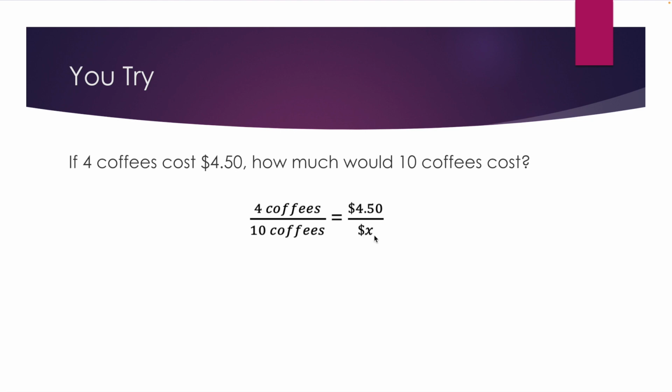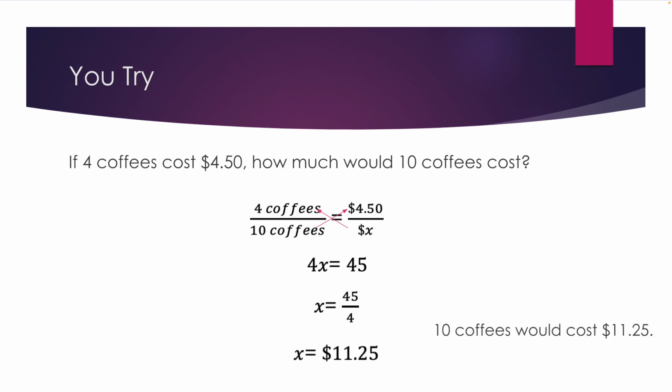And my amount is going to be bigger because I'm ordering more coffee, so my x is going to be on the bottom. I'm now going to cross multiply and then divide by 4 to get the x by itself. And I get $11.25.